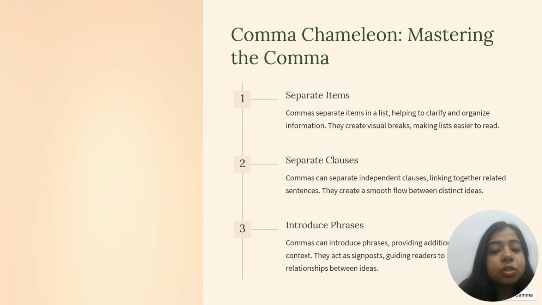Then it is written to separate clauses. So if a sentence carries two clauses, one independent clause, other dependent clause, or any combination, we'll put comma in between to separate those two and to tell the difference between those two. Okay, next is to introduce phrases. So if you're introducing any phrases in the sentence, we use comma just before the phrase.